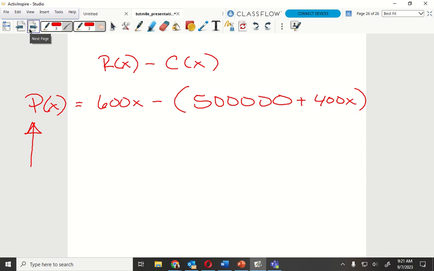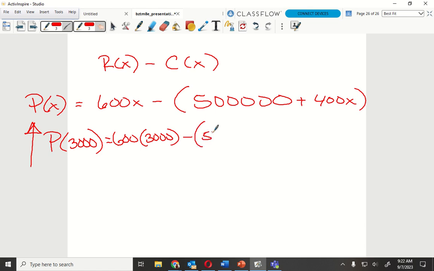So when you're doing this and we find a value for X, all I have to do is plug in that number. So let's say, for instance, DJ sells 3,000 of these wheelchairs. You ready? Okay. So my profit function of 3,000. Everywhere that's an X, I'm going to replace X with what? 3,000. So let's do that. 600 times 3,000 minus 500,000 plus 400 times 3,000.